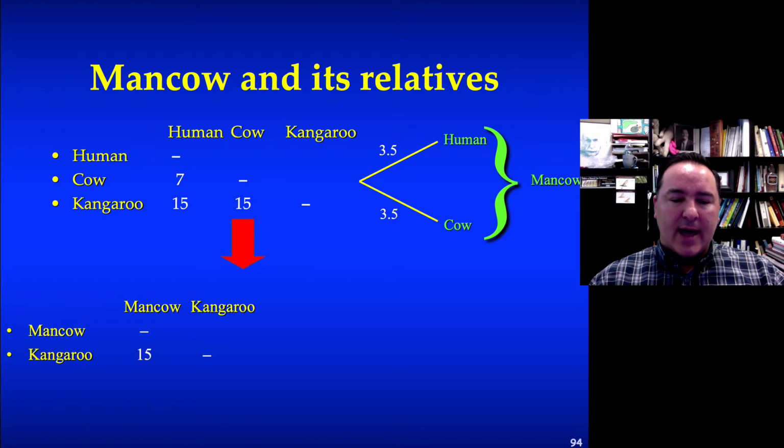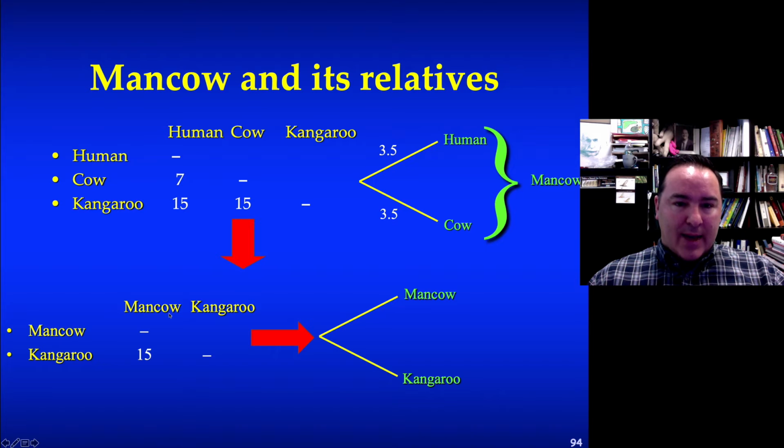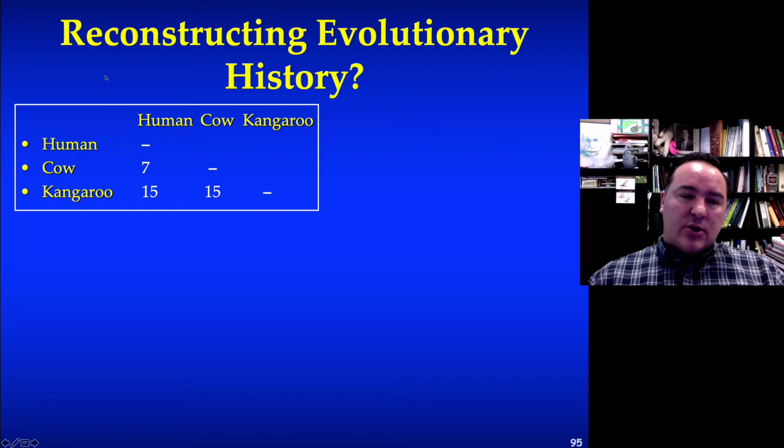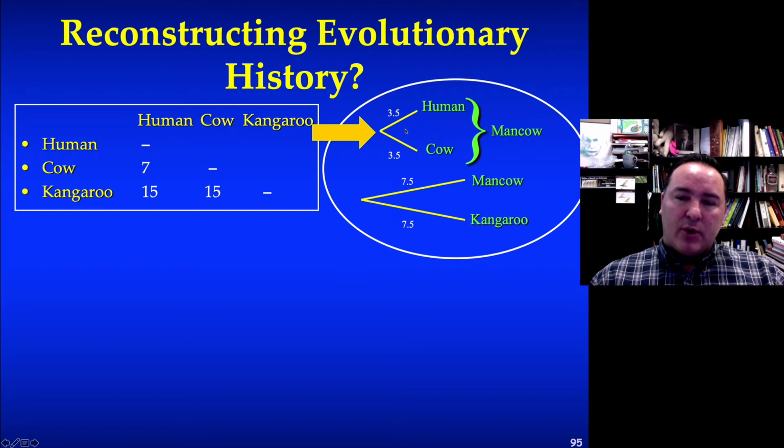Now, once we've done that, then we can simply take the average distance of human to kangaroo and cow to kangaroo, and the average of 15 and 15 is 15. And so we have a new man-cow to kangaroo distance of 15, and then we put that on our tree, and then the distances on the side. And then you can essentially make the full tree by putting the two pieces together.